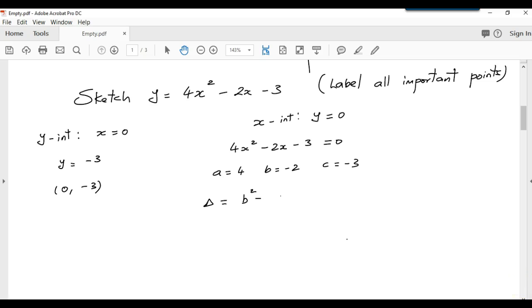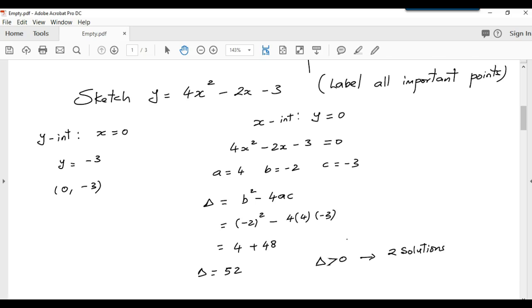The first part of using the quadratic formula is we work out the discriminant. The discriminant is b squared minus 4ac. So let's work that out first. b is negative 2, so minus 2 the whole squared, take away 4 times negative 3. Please use your brackets for the negative numbers. That gives us a positive 4, and multiplying those three numbers gives us a positive 48, which means the discriminant is equal to 52. Let's go back to what we discussed earlier. The discriminant is greater than 0, which means we are going to have two solutions for this quadratic function.